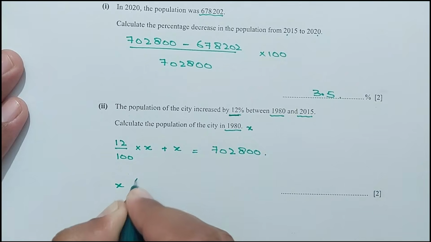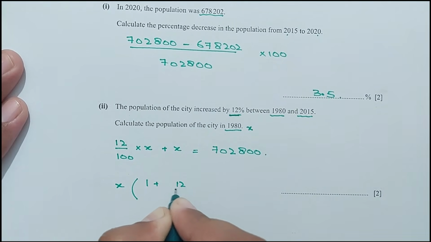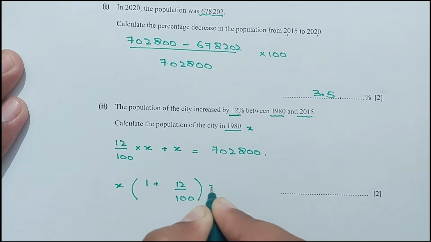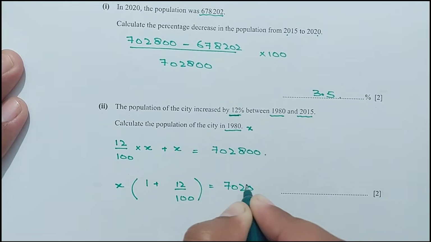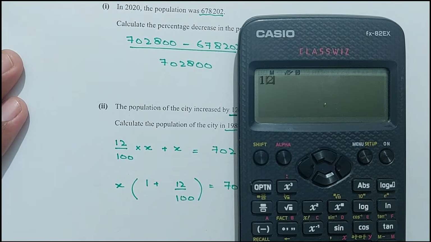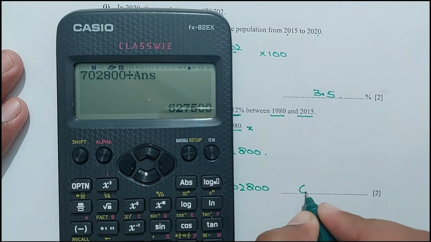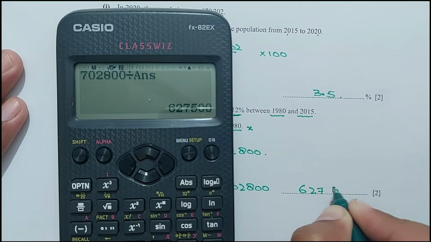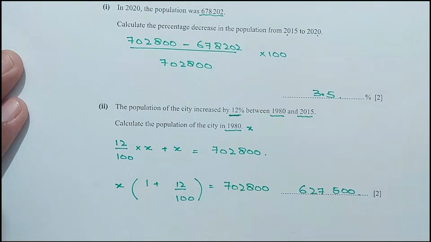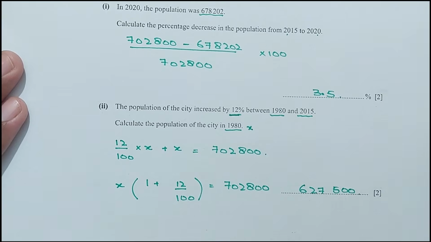Let me solve for the population in 1980. That is X times 1 plus 12 over 100 equals 702,800. Let me simplify: 12 divided by 100, adding 1, and 702,800 divided by that answer is 627,500. 627,500 is the population in 1980.